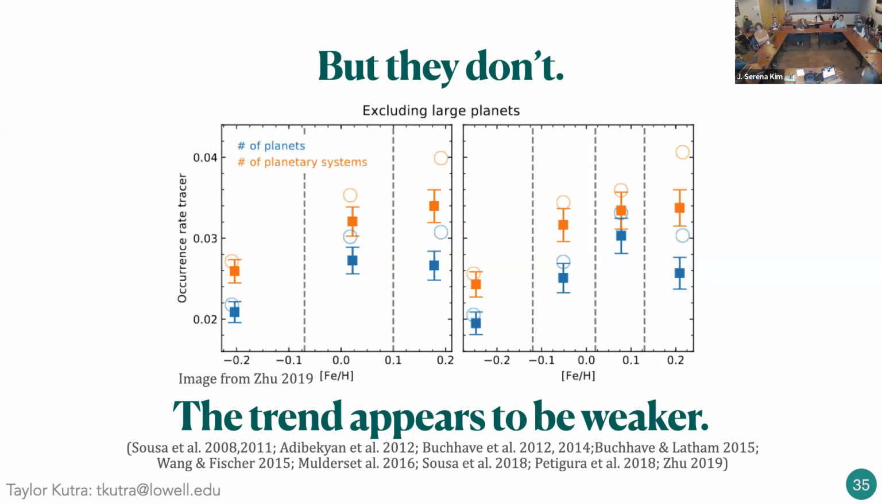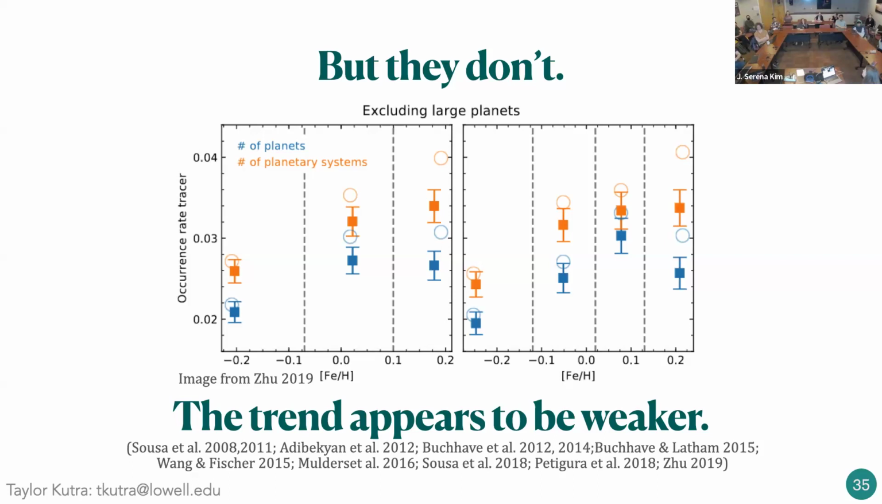Here there's a couple things that you're seeing. The open circles are the occurrence rates over all of these metallicity bins for all of the planets, including giant planets. And the filled squares are for just the small planets, so just with radii less than 4 Earth radii. There's two important parameters for this, the number of planets per system and the number of planetary systems. I'm concerned with really the number of planetary systems, not what the multiplicity is of these systems. So we're really looking at the orange.